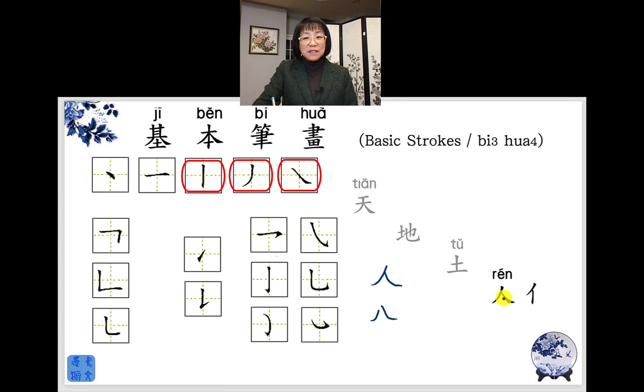If 人 is the radical, we will start with a 撇, and then we follow with a 竖. So the 人 radical starts with 撇, and then is followed by a 竖. That's 人 as the radical.